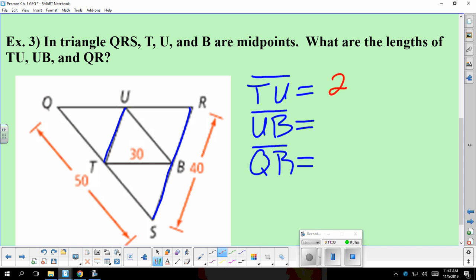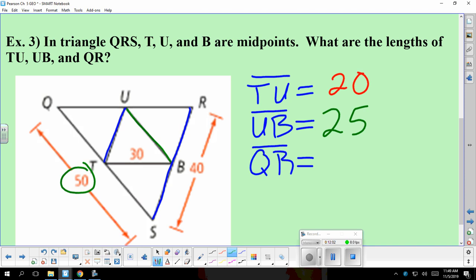Let's see if you can find out UB and QR. See if you can find out those next. UB, this segment right here. The side it does not touch is SQ, which is 50, so half of 50 is 25. Next one.